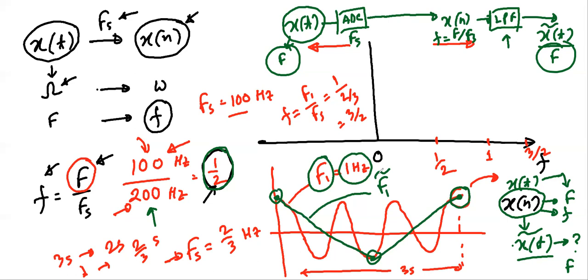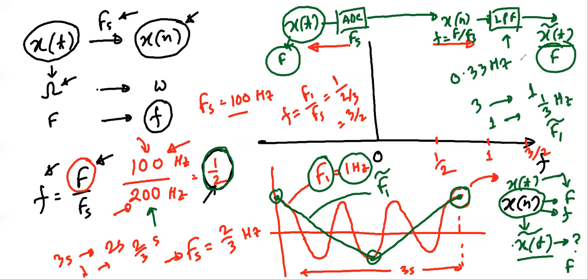Can you find the frequency of F1 hat? What is the frequency? In 3 seconds, you have 1 cycle. So in 1 second, you have 1 by 3 cycles. So that is the hertz of the F1 hat. So the new frequency looks like 1 by 3, or you can say 0.33 hertz.